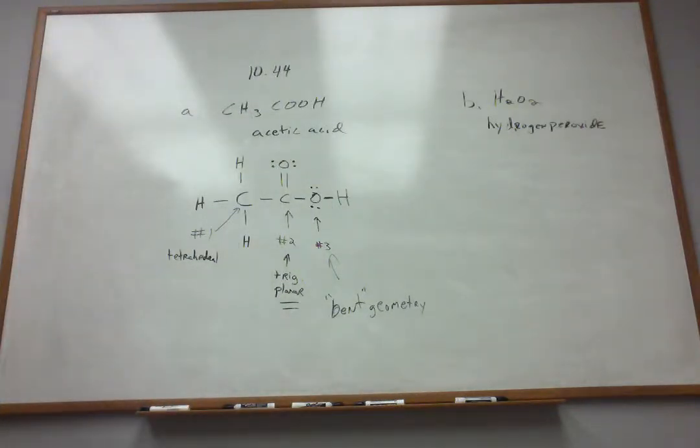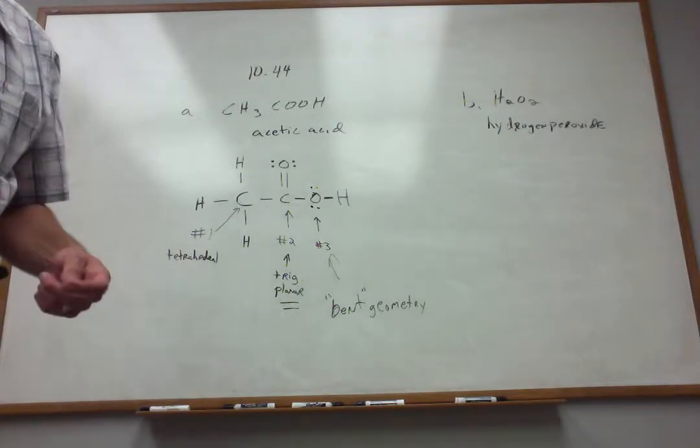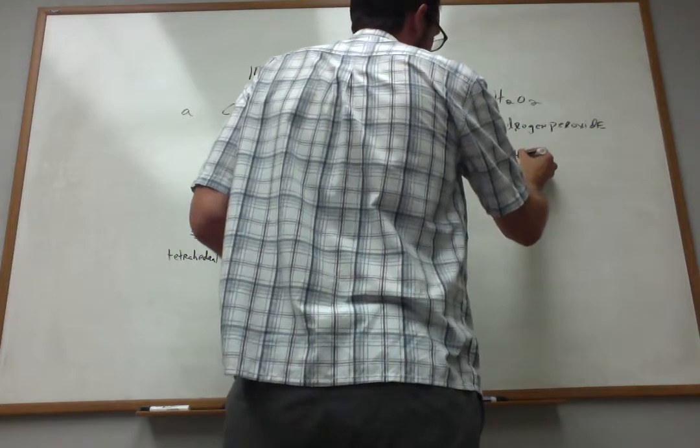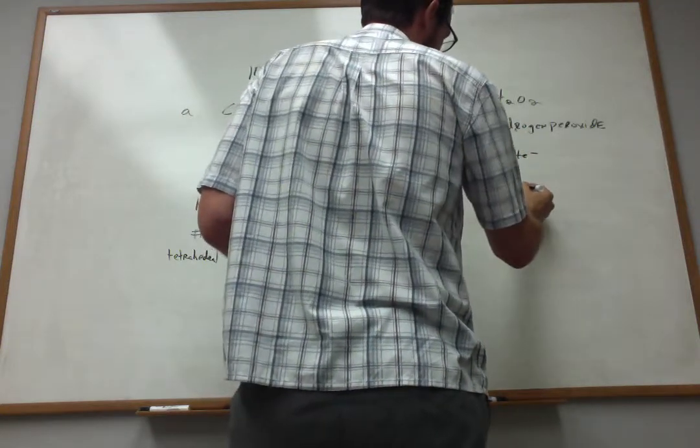Now, second molecule is hydrogen peroxide, H2O2. In this particular molecule, we would have 14 valence electrons to play with.